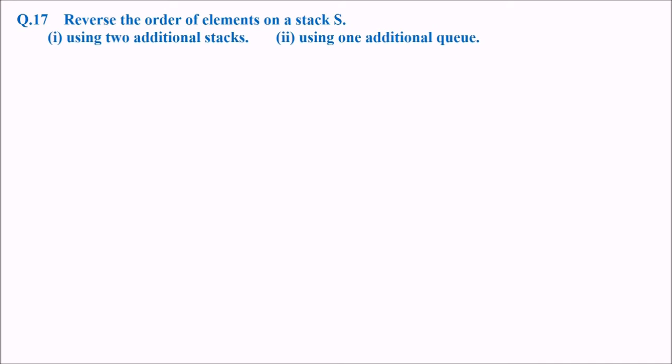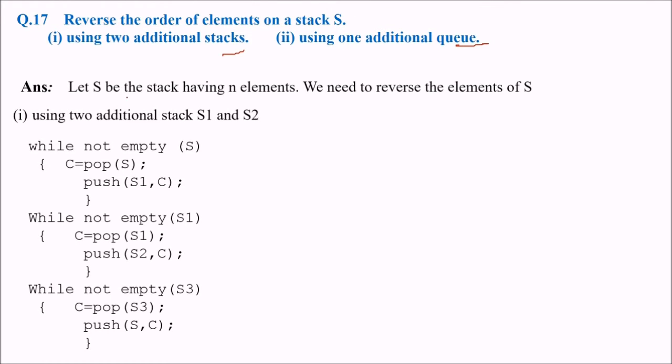Reverse the order of elements on a stack S using 2 additional stacks, using 1 additional queue. How can you reverse the order of elements in a stack? First we see that we have to use 2 additional stacks. So let S be the stack having elements, and we need to reverse these elements of S. So we use 2 stacks. This is S1, this is S2.